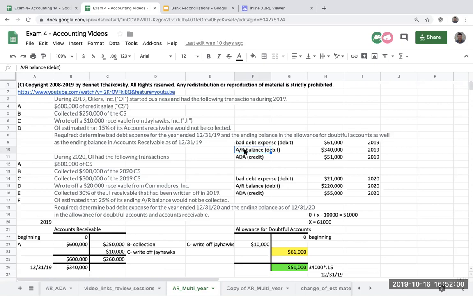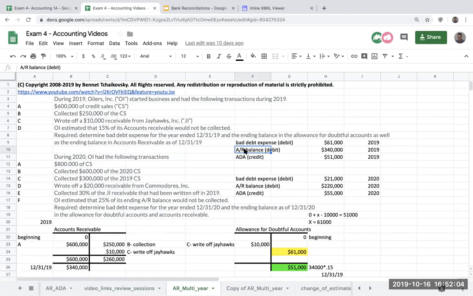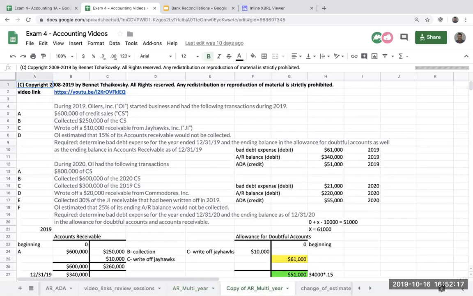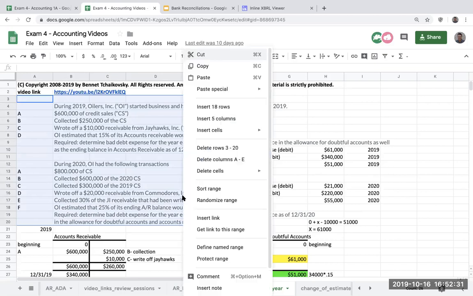correct? Okay, so this is what we call a multi-year accounts receivable question. If you want me to, I can go through and do this type of question right now so you can see how it works. Is that what you'd like to cover today? Okay. So let's go through here. Jesse, are you good with that? Okay, great. So let me just go ahead and copy this over.